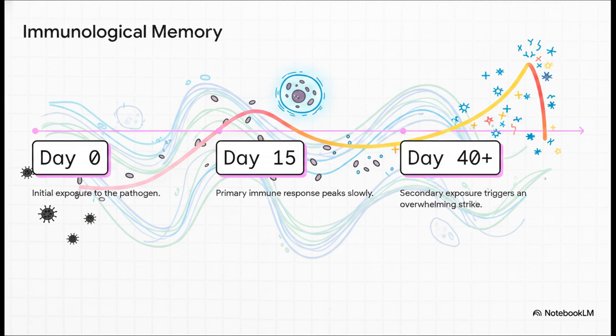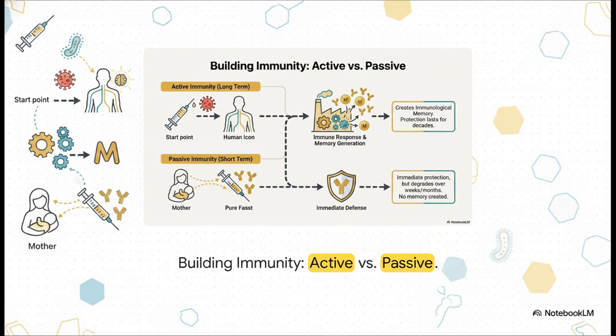But because the adaptive system creates long-lived memory cells, a secondary exposure to that exact same pathogen months or even years later triggers an immediate, overwhelming antibody strike. You often fight off the infection before you even feel a single symptom. It's incredible. We can actually leverage this memory through vaccination. Active immunity, whether acquired naturally through getting sick or artificially via a vaccine, forces your body to generate its own immune response and memory cells, providing protection that can last for decades.